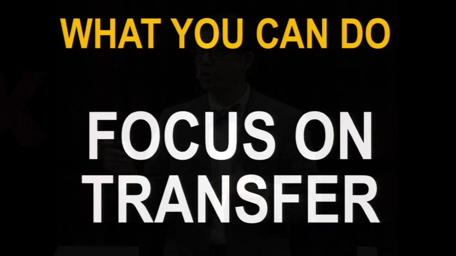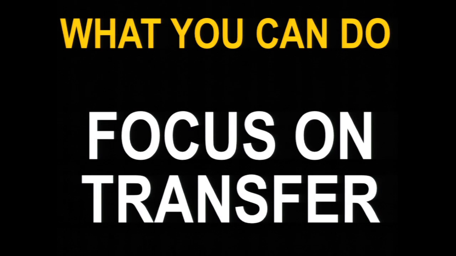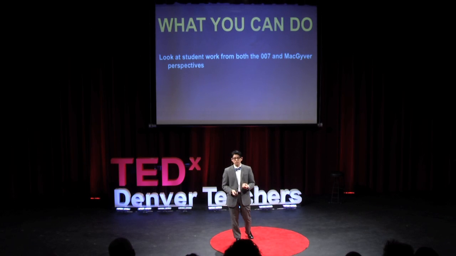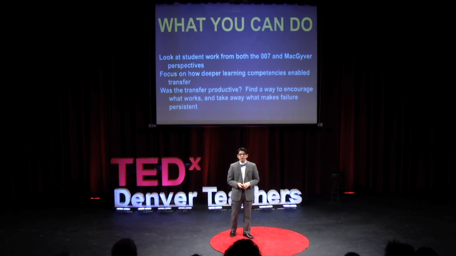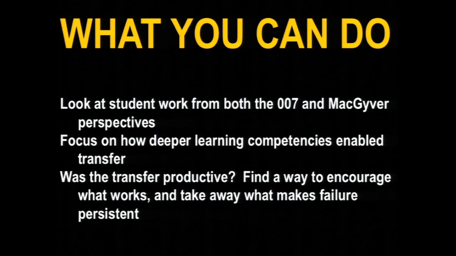So now what? What do we do with all of this? Now, what you can do, you can focus on transfer, not just right or wrong answers, but see what in particular are they applying from one problem to another, or are you drawing on past knowledge to solve future problems. That's one thing you can do. And specifically, you can look at student work both from the 007 as well as the MacGyver perspectives. You can focus on deeper learning competencies and how those enable the transfer, how that helped them to do that or not do that. And then think about if the transfer was productive. Find a way to encourage what really worked well. Find ways to take away what makes failure persistent.